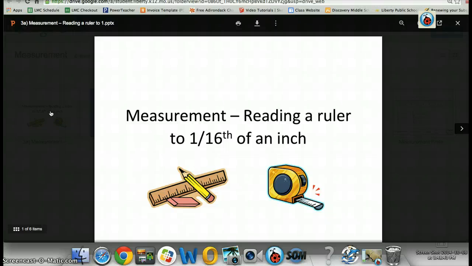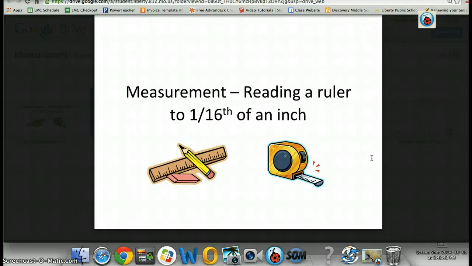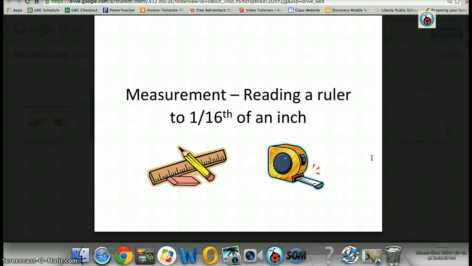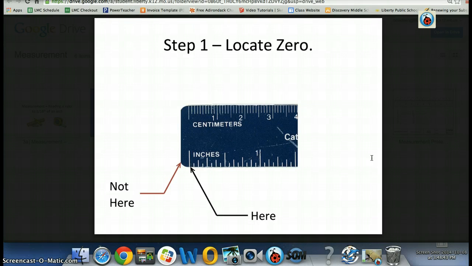Okay. So, reading a ruler to a 1/16 of an inch. If you can just listen to this, you don't need to actually take notes. You can just reference the slide. If it helps you to take notes, do so. Definitely make sure you pause, rewind, look back through something as many times as you need to. So step one on reading the ruler is locate 0.